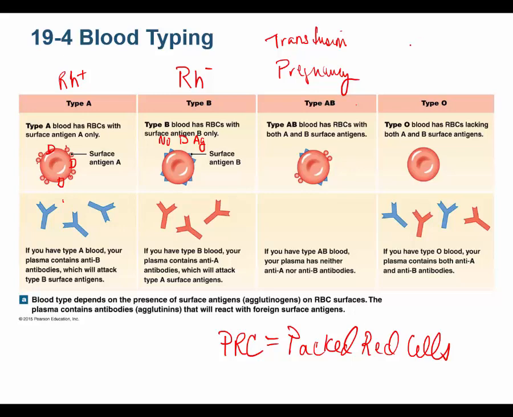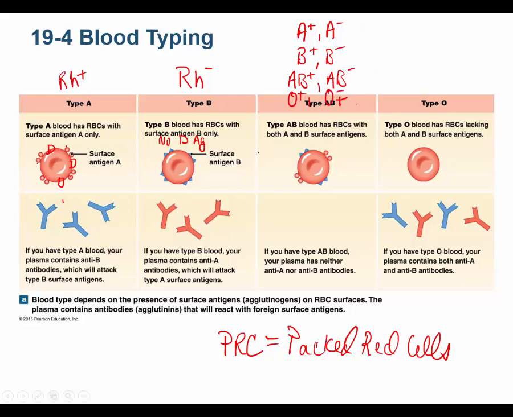So really, the universal recipient is AB positive, because being AB positive means they can get Rh positive and Rh negative blood. So the universal recipient can get A positive and A negative. They can get B positive and B negative. They can get AB positive and AB negative. They can get O positive and O negative.